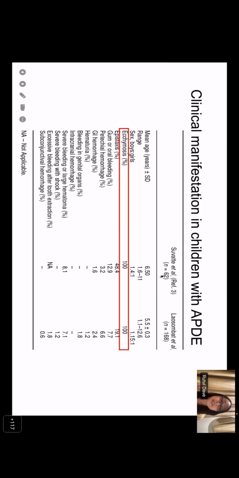So clinical manifestations: most of the patients are children, many times residing in coastal areas, and there is a history of mild symptoms like ecchymosis, present in almost 100% of those patients. Severe bleeding like intracranial hemorrhage is almost non-existent. So most of these patients will have very mild mucocutaneous bleeds, most often ecchymosis.